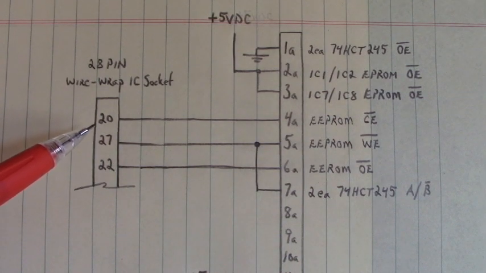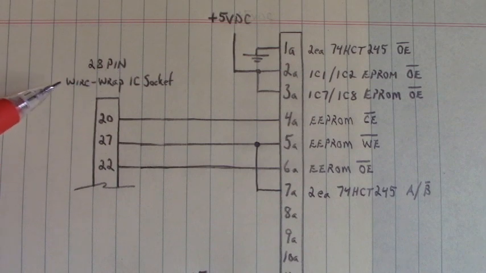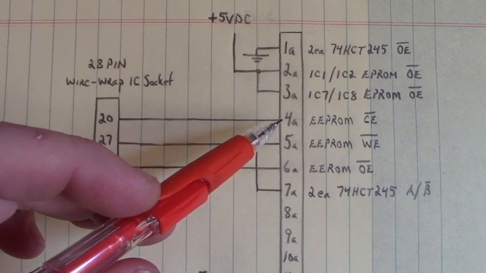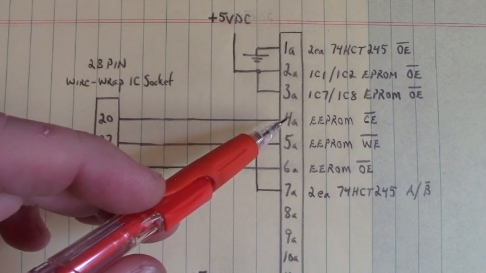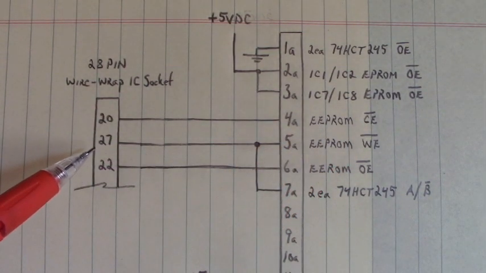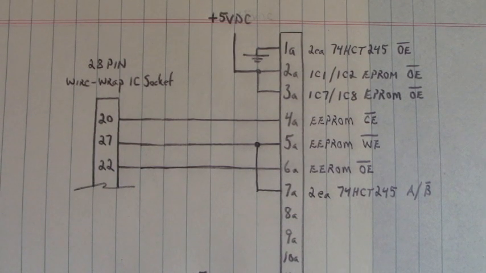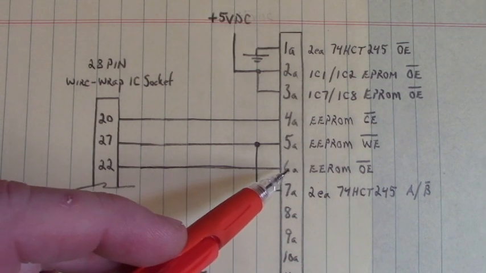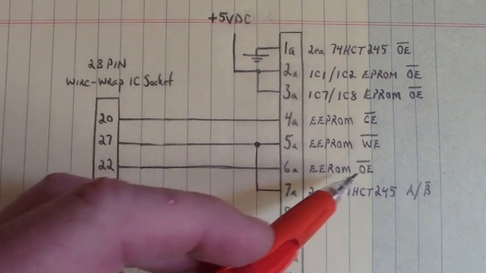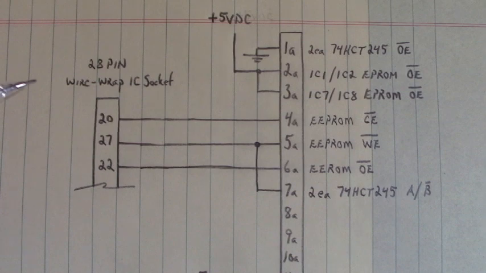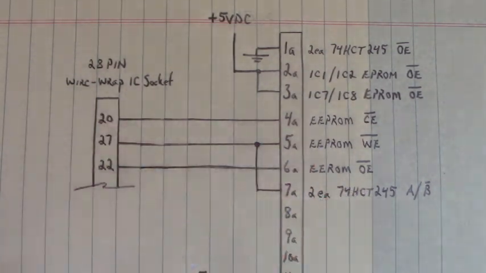Pin 20 of the 28-pin wire wrap IC socket has to go to 4A on that 3-row connector. 4A connects to the E-square prom chip enable. 27, let me skip 27 because we're going to get a little deep on 27. 22 goes to 6A, which is the output enable on the E-square prom. We want the programmer to control the chip enables and the output enables of the E-square prom.